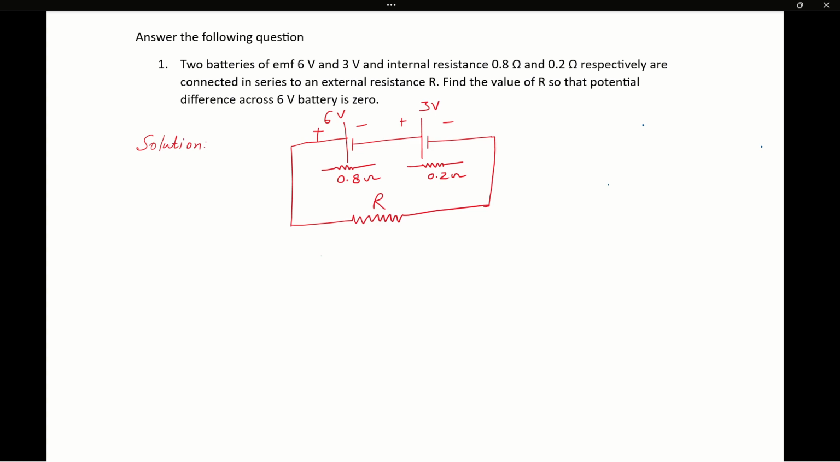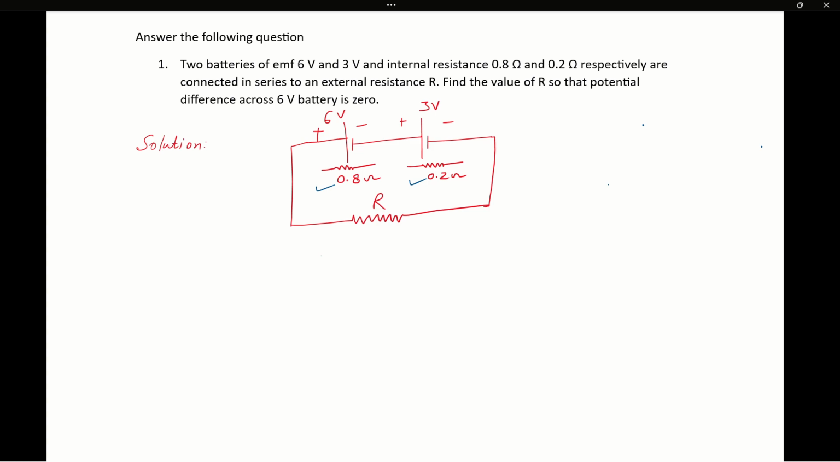So here I have drawn the circuit diagram according to the question. 6 volt and 3 volt are connected like this, and their internal resistance is 0.8 ohm and 0.2 ohm, and unknown external resistance is connected with these cells. We have to find the value of capital R so that the potential difference across the 6 volt battery is 0.